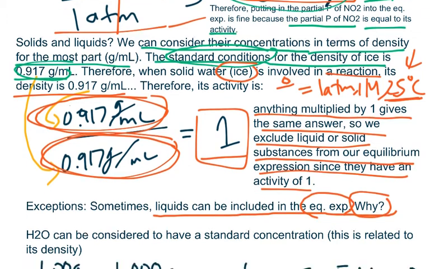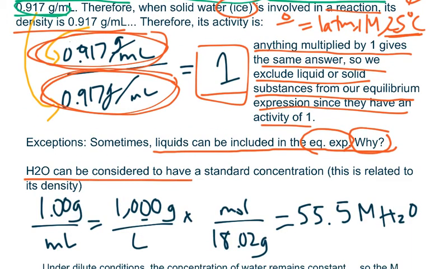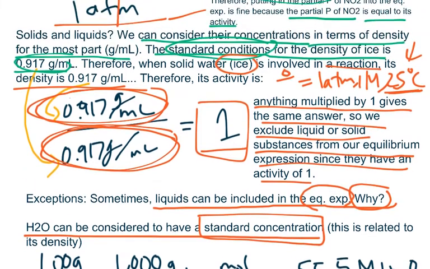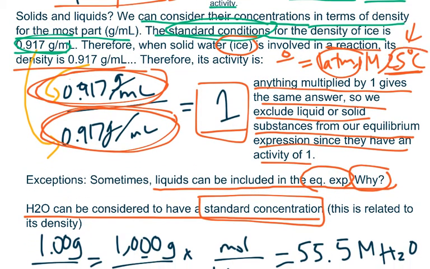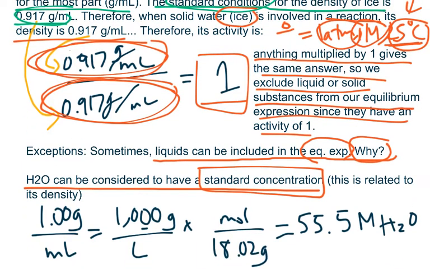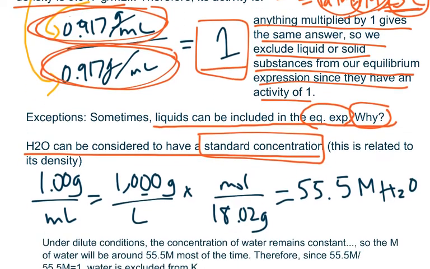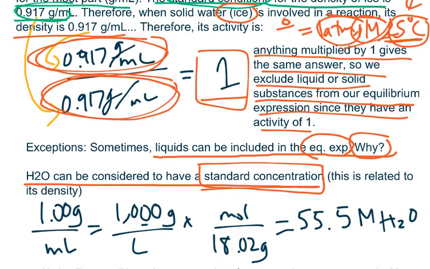Why is that? Well, H2O can be considered to have a standard concentration, or the concentration at 1 atmosphere and 25 degrees Celsius. So the 1 molar does not apply because water is not a solution, it's the solvent itself, so we don't consider that 1 molar in this case as our standard concentration.